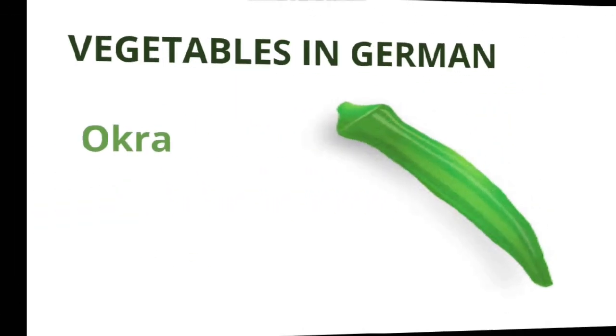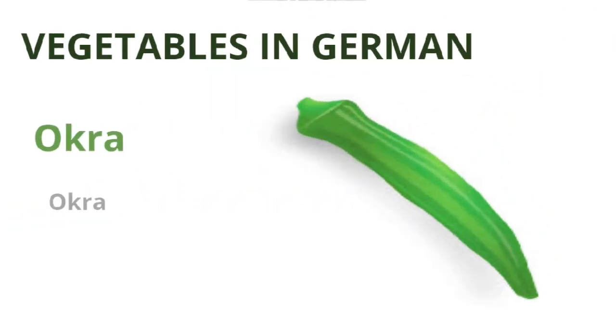Other one is Okra. You are noticing that R is giving the sound of R in each word of the German language, like Okra. Okra, which means okra in English too, and spellings are also same in both languages.